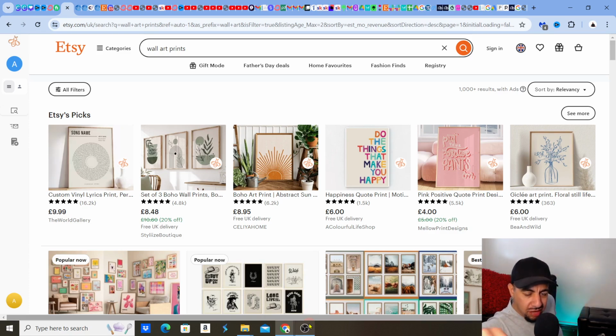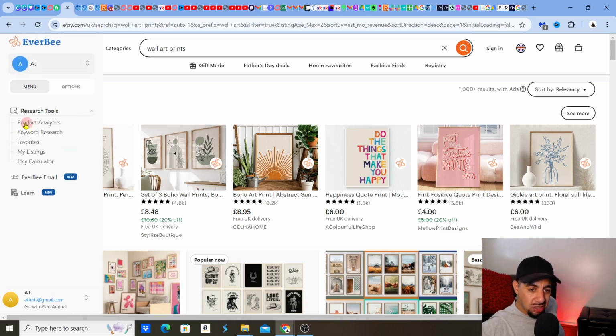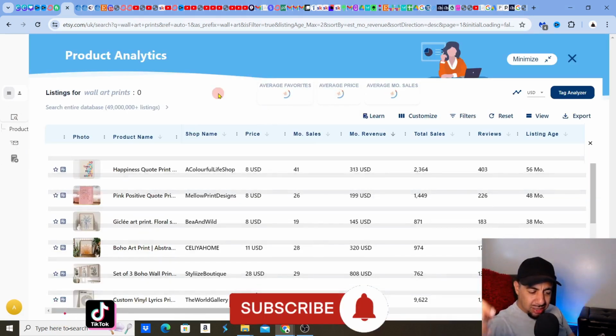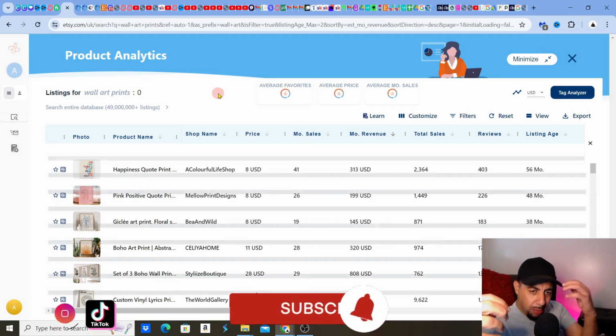Once you get EverBee, you can hook up your Chrome extension. You'll have a Chrome extension like this for EverBee once you've hooked it up for free. The first step is to go to product analytics. I'll explain these steps. Product analytics analyzes all the products for that particular keyword.